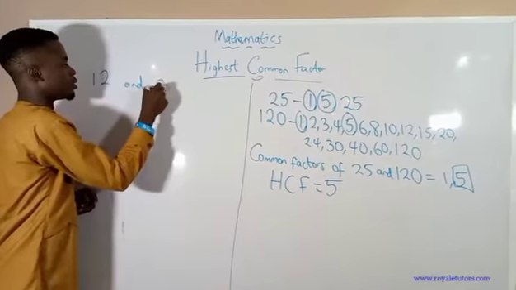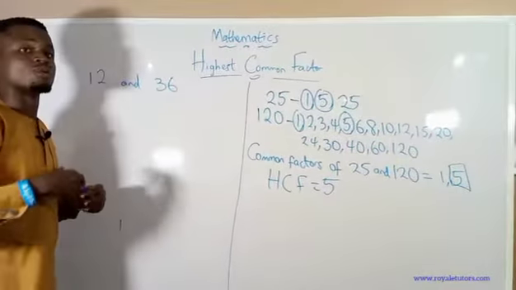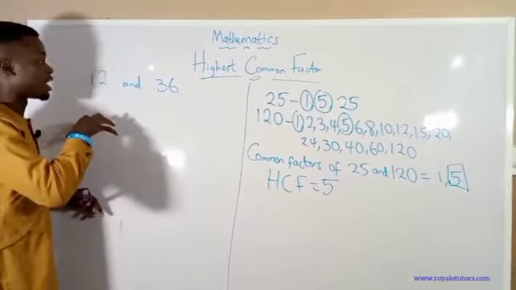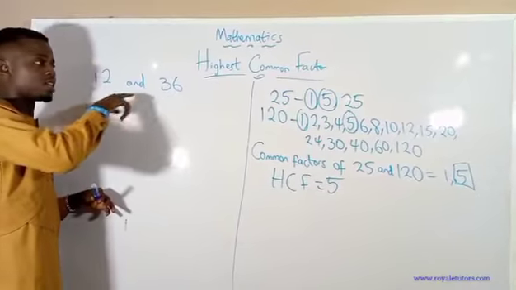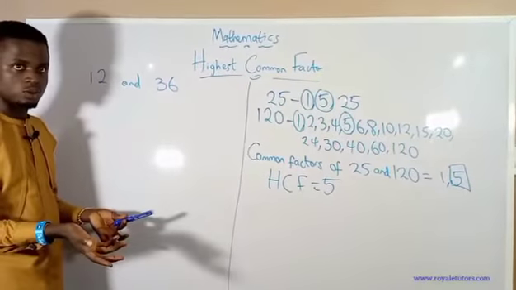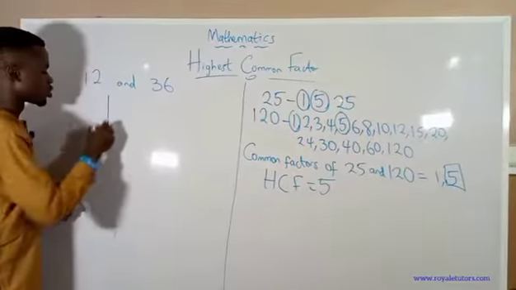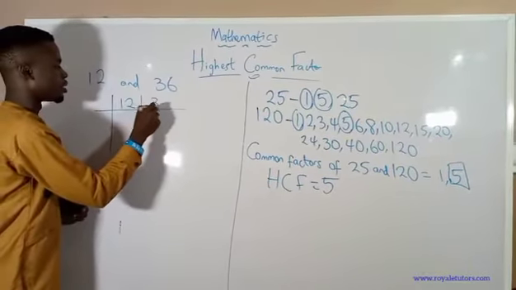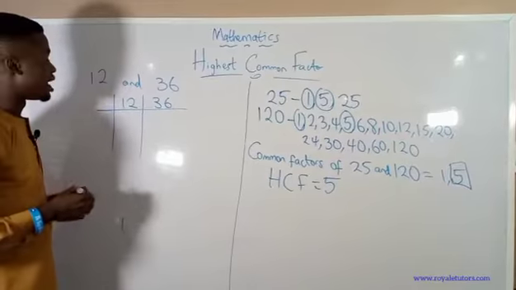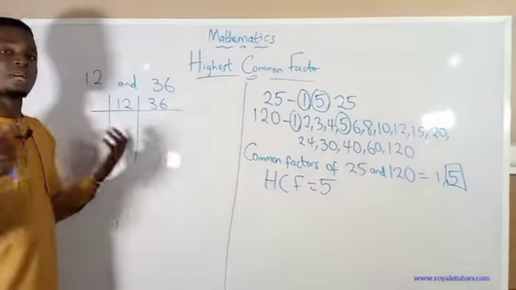don't forget I said that they can also ask us to find the highest number that can divide 12 and 36. They still mean the highest common factor. So what you need to do is just draw a table like this, where you have 12 and 36. Then you start from your prime numbers.